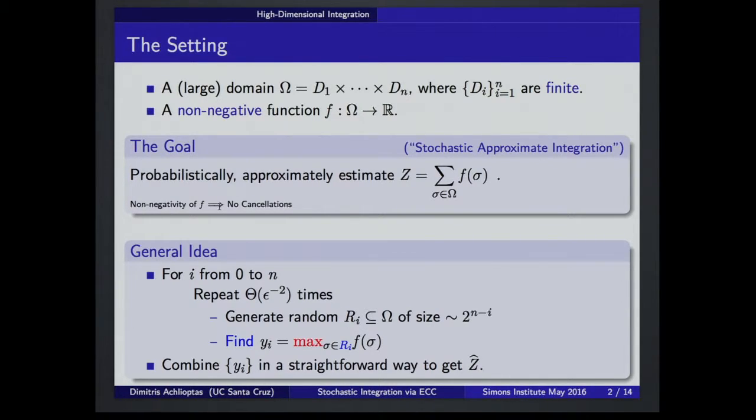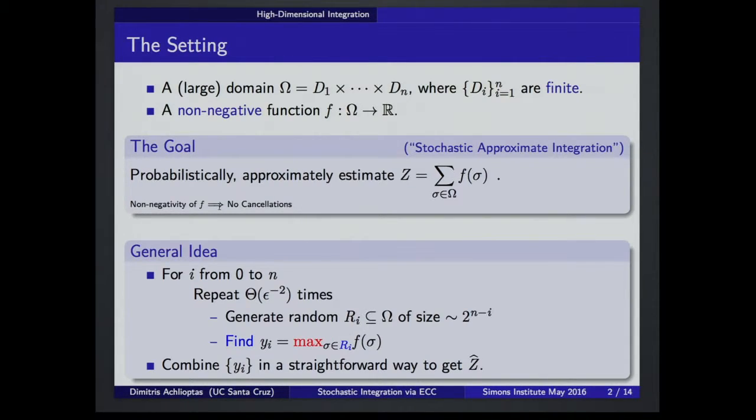So now the question is, can you leverage all the effort that they have put in building the satisfiability solver to do the counting? The idea is we're going to repeat a bunch of times, where the number of times just has to do with the accuracy that we want. We're going to take a random subset of the cube, the size of which is going to be approximately 2^(n-i). And then we are going to determine the maximum of our function within this subset. So this is the part that acts like a black box.